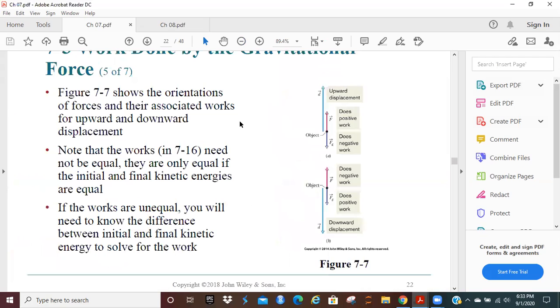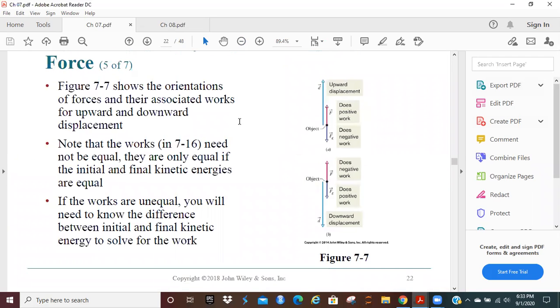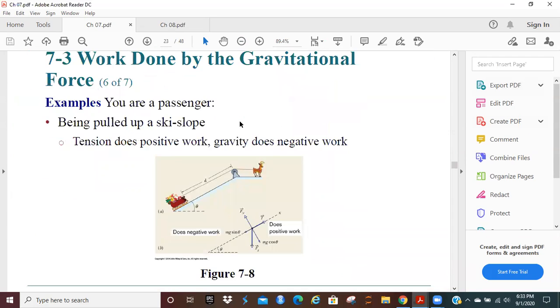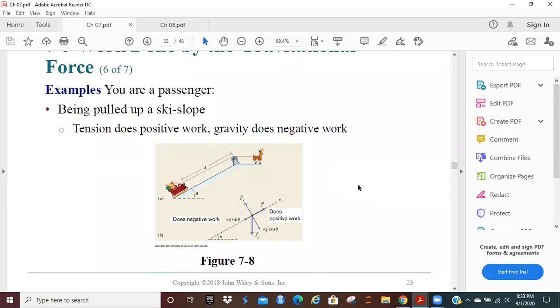So it all depends on your definition and how you start out. Say you are a passenger and you're being pulled up a ski slope. You've got, I guess, apparently you're Santa Claus, and you've got Rudolph here. Can't really see the red nose, but I assume it's there. So you've got a tension in this rope that will do positive work. And then you've got gravity, which is going to be doing negative work.